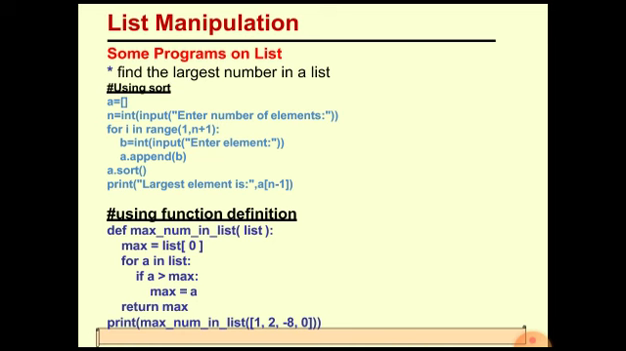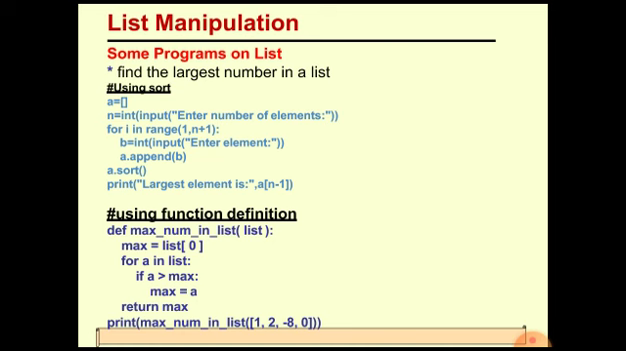Then again every time within the loop, see, a second statement within the loop is a.append(b). So here append is a function, we have studied this function in the last slide. Okay, what is the append function doing? Whatever is the value of b which is being input by the user, that value of b will be appended to the list.